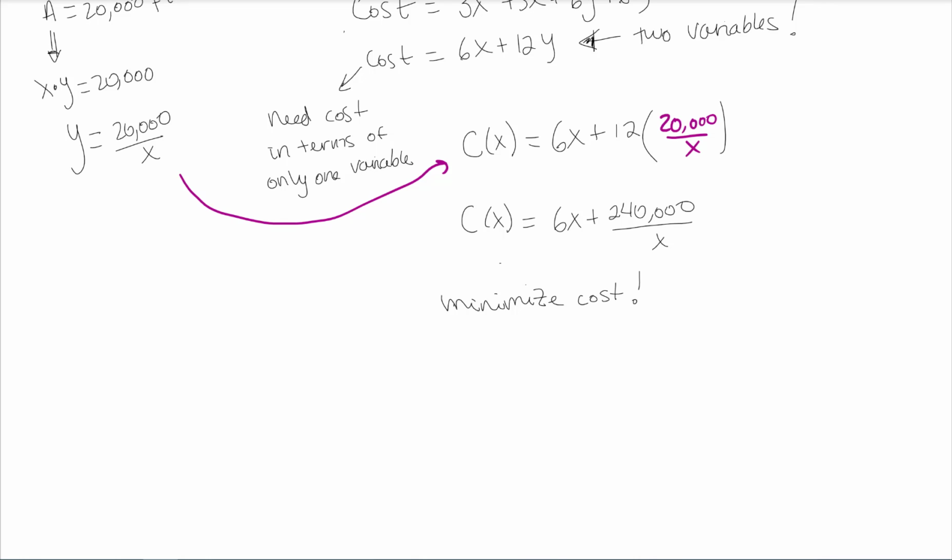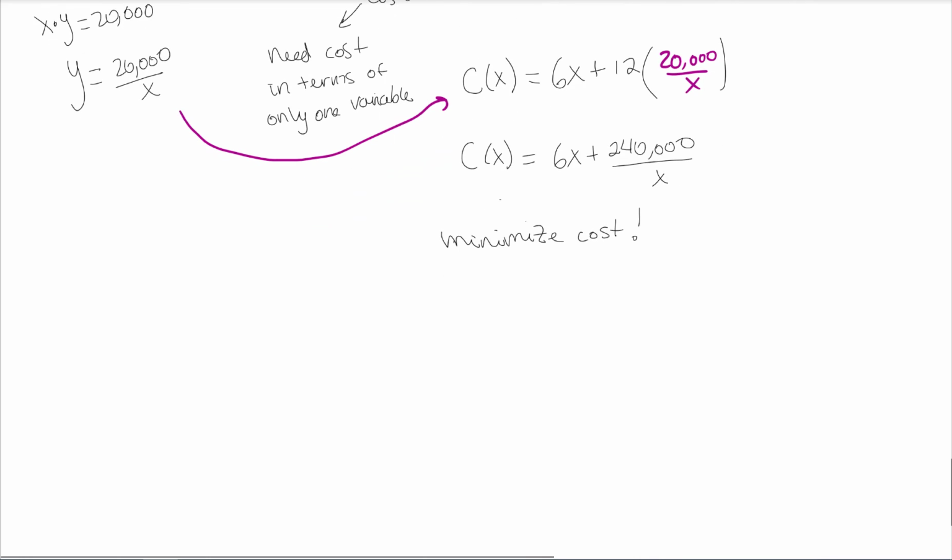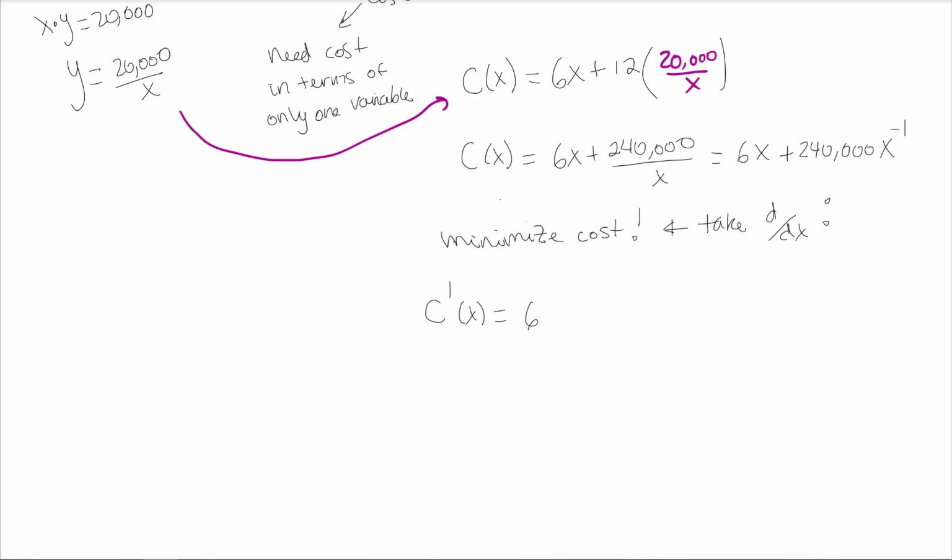Minimize the cost means I want to be able to find the derivative and find critical numbers. So we're going to take the derivative with respect to x. So I'm going to have C prime of x is equal to, let's rewrite it. Since I need to take the derivative, I want to use the general power rule. So I'm going to say x to the minus 1. That's going to help me take the derivative. So the derivative of 6x is 6. And the derivative of 240,000 x to the minus 1: general power rule says bring the minus 1 to the front. So I'm going to have minus 240,000 and decrease the power by 1. So minus 1 is minus 2.